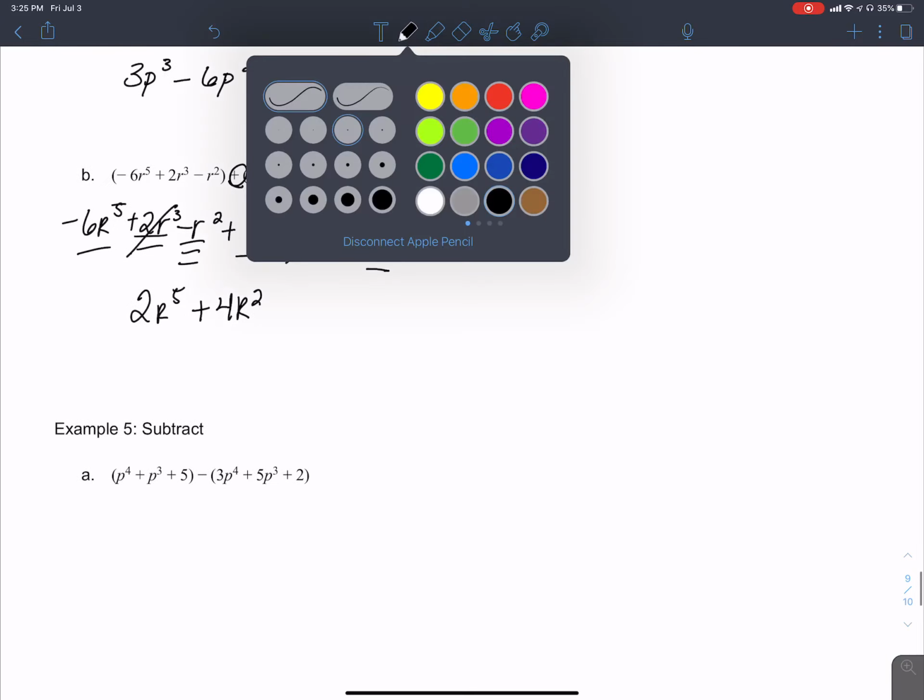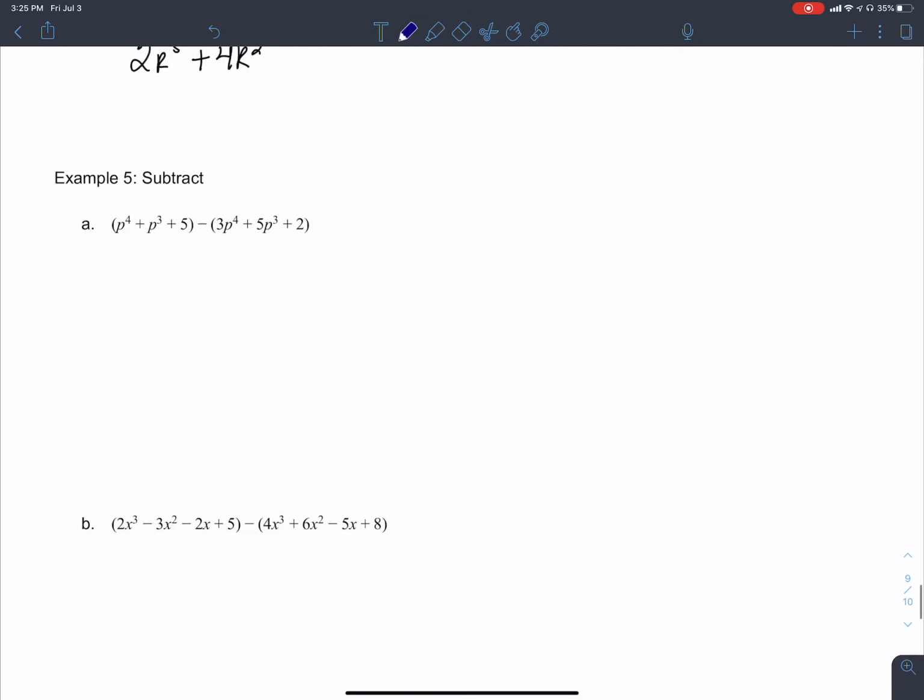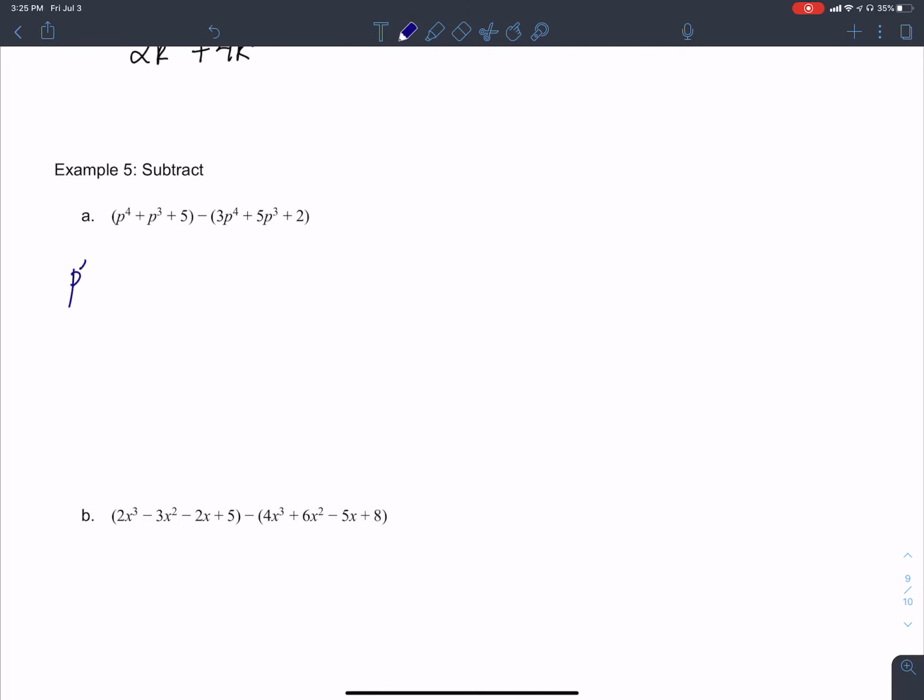Now, subtracting is different, okay? When we subtract, we drop the first set of parentheses. We change the sign of the second set because we're subtracting the whole back half. So it's like multiplying the second polynomial by -1, or change all the signs.